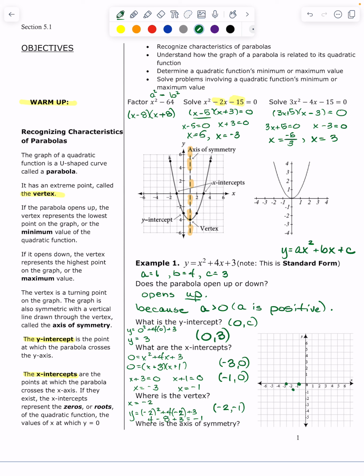My axis of symmetry is the vertical line that goes through my vertex. Vertical lines always have the format x equals, and since it is going through the vertex, x equals negative 2, that's where the vertex is. Now, I'm going to graph the y-intercept. There's my (0, 3). I know that this is symmetric, so 2 to the right, I'm at 3. 2 to the left, I better be at 3. And then I am going to sketch my parabola.